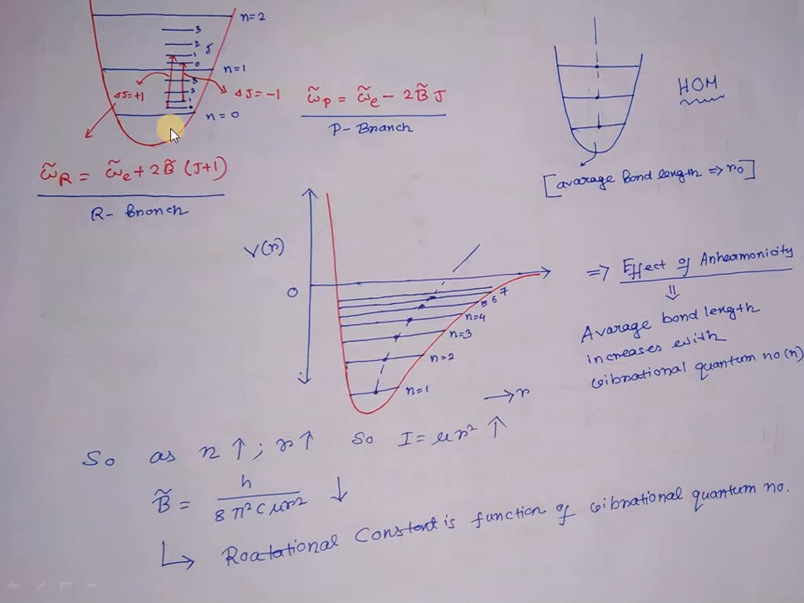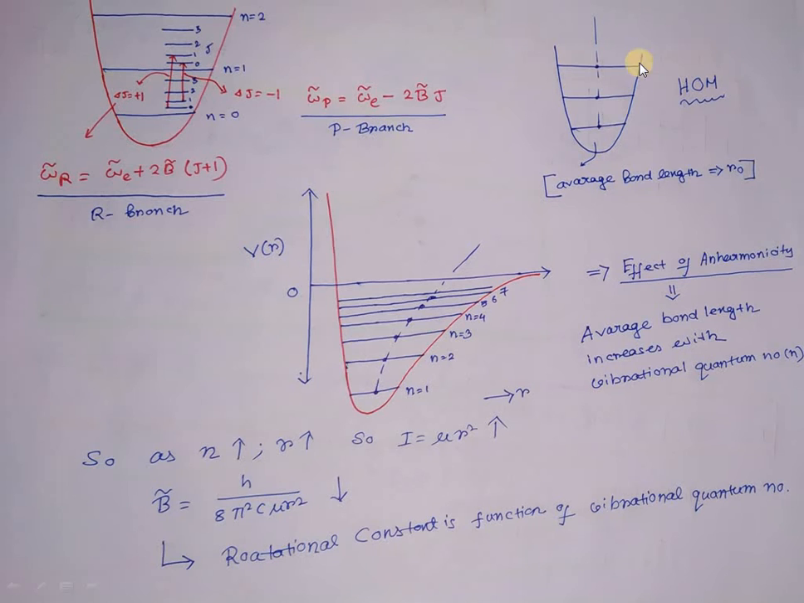Now similarly, for the P branch the selection rule is delta J equal to minus 1. So during the transition the J value will decrease. You can see it starts with n equal to 0, J equal to 1, and ends up at n equal to 1 and J equal to 0. So here delta J is equal to minus 1, and the wave number associated with this type of transition is omega P bar equal to omega e bar minus 2B bar into J. So these are the wave numbers associated with the lines in the P branch.